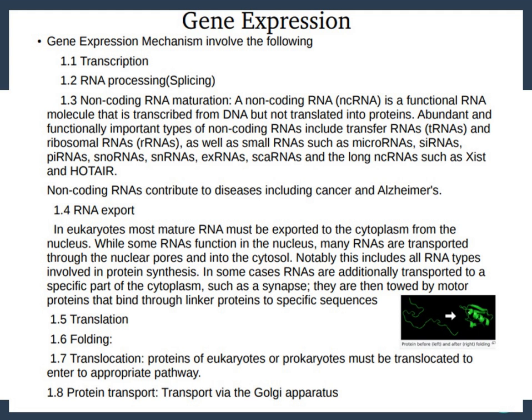Now the major mechanisms of gene expression involve transcription, RNA processing, RNA export, translation, folding, translocation and protein transport. We know transcription means the conversion of DNA to RNA. Then RNA processing, that is splicing. Splicing means the process of excising internal sequences of eukaryotic hnRNAs, the introns, and rejoining of the exons that flank them.